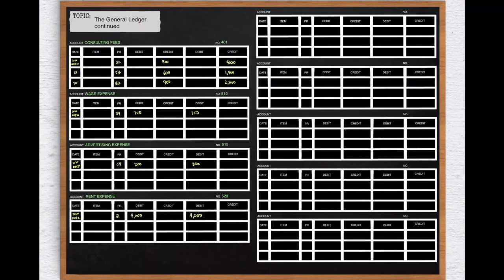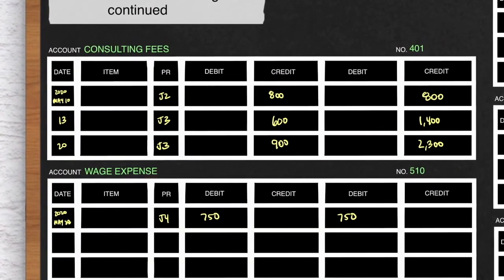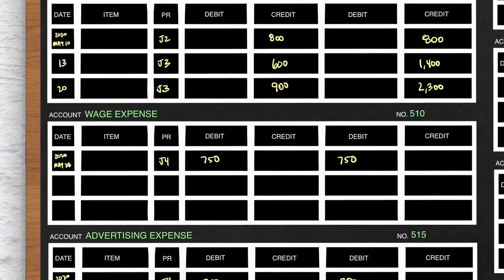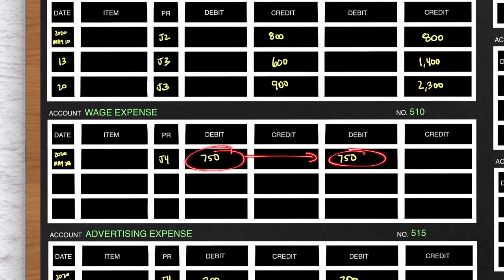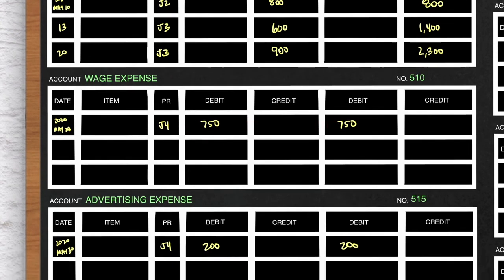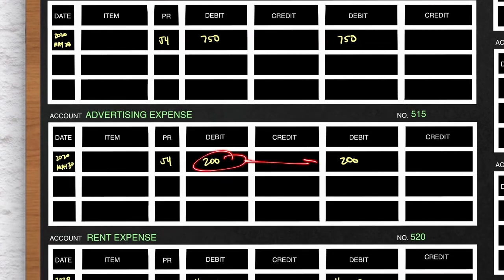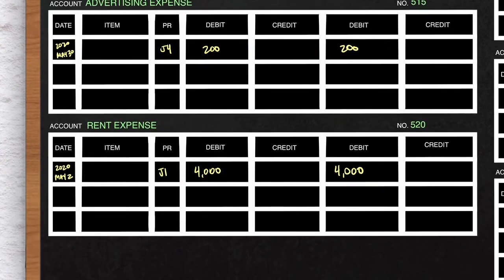We're going to go to the next page of the general ledger. In consulting fees, we had 3 transactions total, an $800 credit. Then we had another 600 credit, and because they're both credits, you add, so you get 1,400. And you had another credit, 900, so again, also add that because they're the same. Credit and credit's the same, so add. Here in wage expense, we only had one transaction. It's the same case with advertising expense and rent expense.